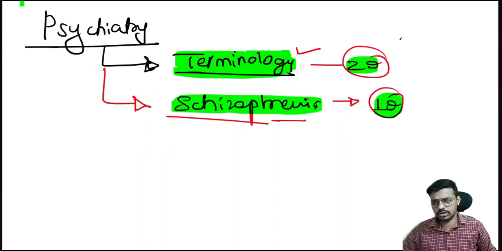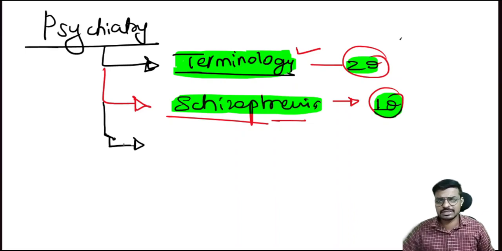Most importantly, along with that, a few times he asked the history of schizophrenia, like one time, who discovered schizophrenia? It is Eugen Bleuler, and who called schizophrenia dementia praecox? Two times questions were asked where Emil Kraepelin is the answer.